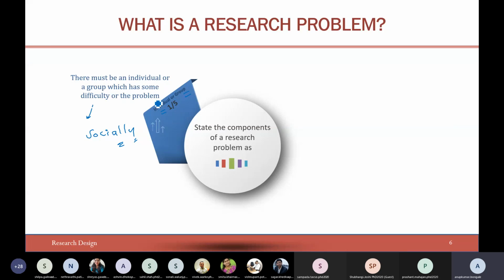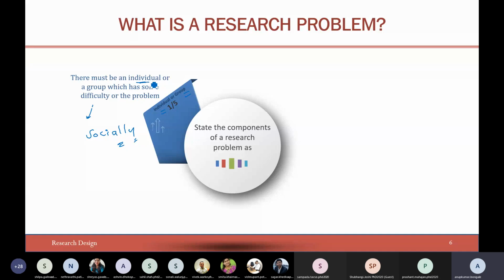After completing your work, many a time when you complete your PhD, it is going to be a closed book. Finally, it will end up in a thesis. But who is going to refer to that particular thesis? That's a big question. That is why, with good research outcomes, the work gets published as a book also, so that it gets wide publicity. So there must be an individual or a group which has some difficulty or problem.